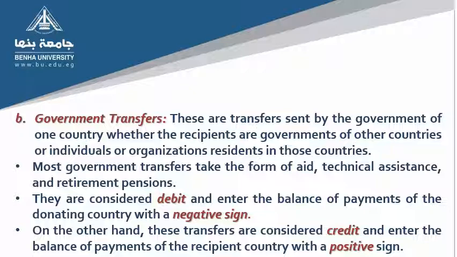Government transfers. These are transfers sent by the government of one country, whether the recipients are governments of other countries or individuals or organizations resident in those countries. Most government transfers take the form of aid, technical assistance, and retirement pensions. These are considered debit and enter the balance of payments of the donating country with a negative sign. On the other hand, these transfers are considered credit and enter the balance of payments of the recipient country with a positive sign.